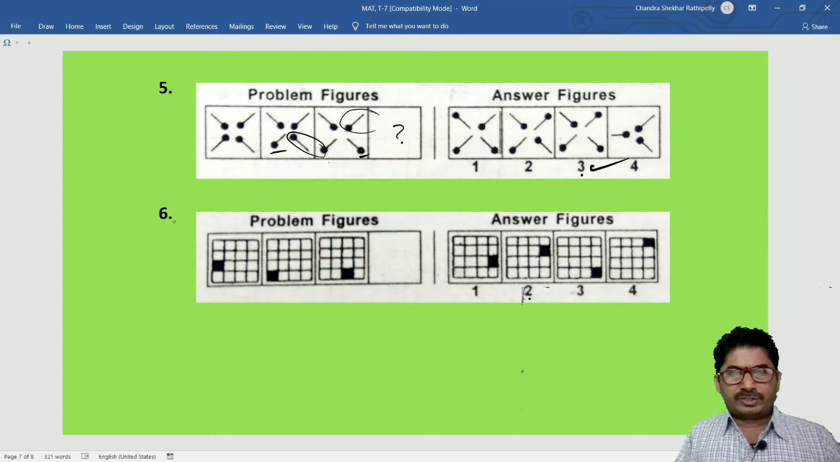Next, question number 6. Problem figures on the left hand side like this. Here shaded. Next, here to here one step. Next, here to here 2 steps. Next 3 steps, 1, 2, 3. Here will come 1, 2, 3. So option 2 is correct.